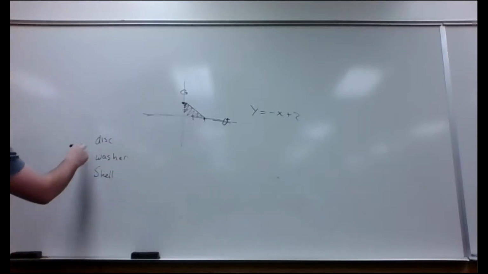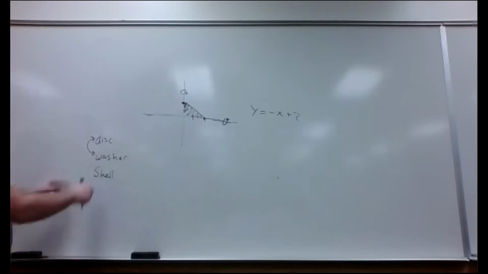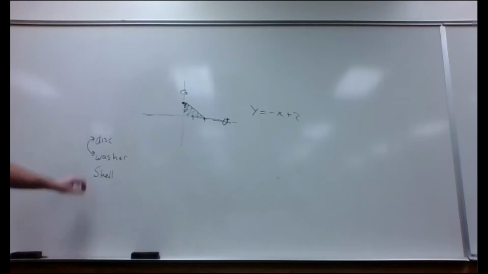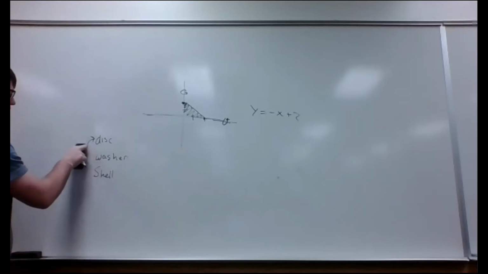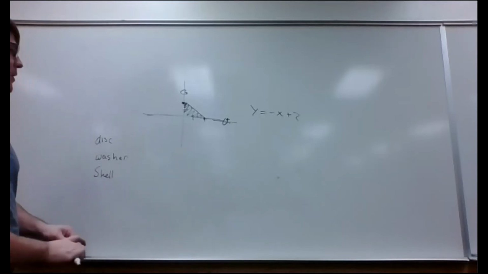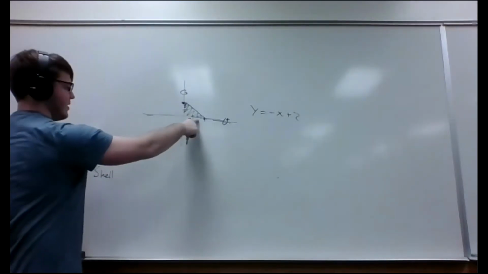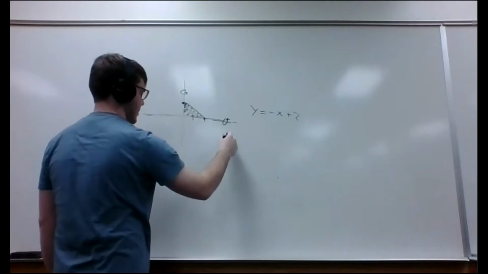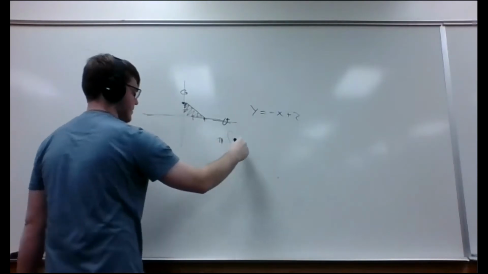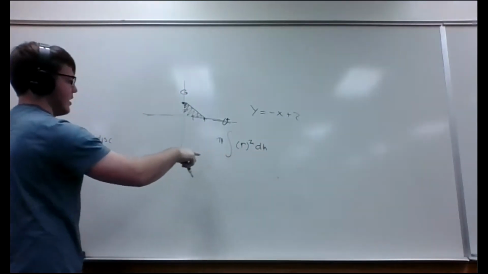And the disk and washer method are the same thing, except the washer method has two disk methods combined into one. So they're basically the same thing, just the washer is a little bit more complicated. And then the shell is a different way of thinking about the problem. So if we're going to wrap around the x-axis, let's use the disk method first. So we're going to go around the x-axis. So the disk method is pi times the radius squared times the change in height, right?